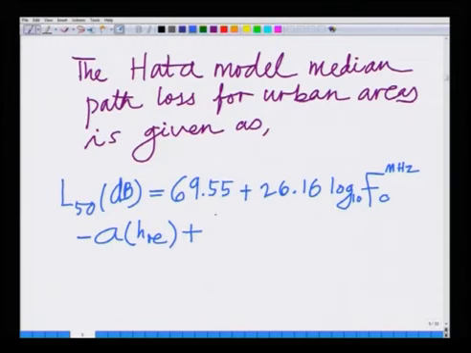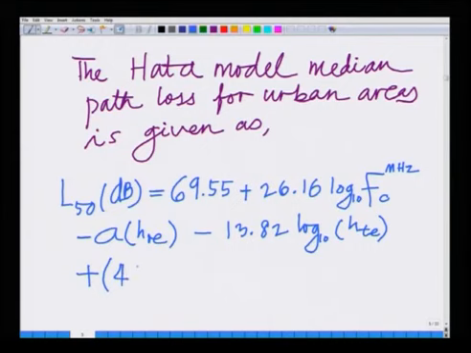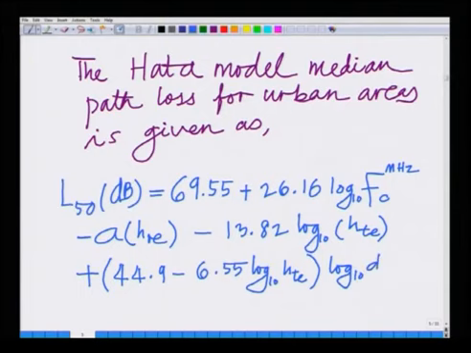Plus another factor, which is essentially minus 13.82 log 10 HTE, plus another factor, which is essentially 44.9 minus 6.55 log 10 HTE, where HT is the transmit antenna height, into log 10 distance in kilometers. Okay. So, this is the expression for the path loss.